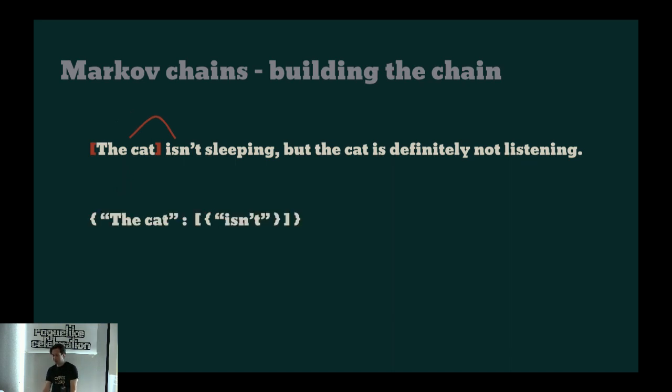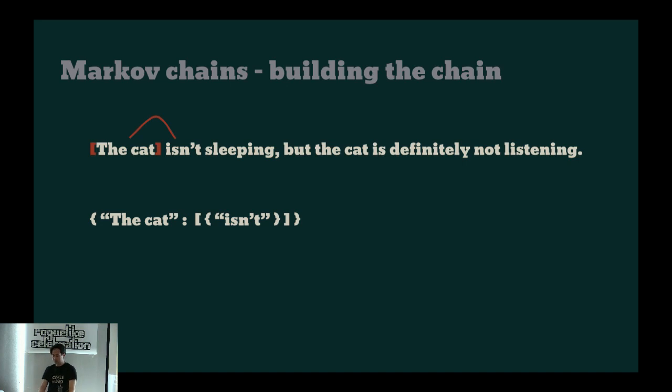So the first thing we do for building the chain, we're going to basically look at the first n-gram, the first prefix, which is "the cat", and we're going to put it into a dictionary. A dictionary is just a list of key and value pairs. So the key is going to be the n-gram, the prefix, and the value of the pair is going to be a list containing the suffix. So in this case, "the cat" and the list containing "isn't", which is the suffix.